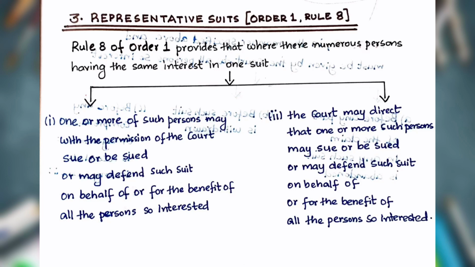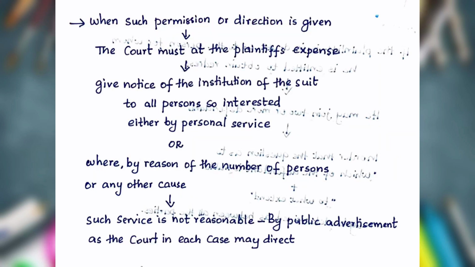Also, this rule says the court may direct that one or more such persons may sue or be sued or may defend such suit on behalf of or for the benefit of all the persons so interested. When such permission or direction is given, the court must at the plaintiff's expense give notice of the institution of the suit to all persons so interested either by personal service or, where by reason of the number of persons or any other cause such service is not reasonable, by public advertisement as the court in each case may direct.